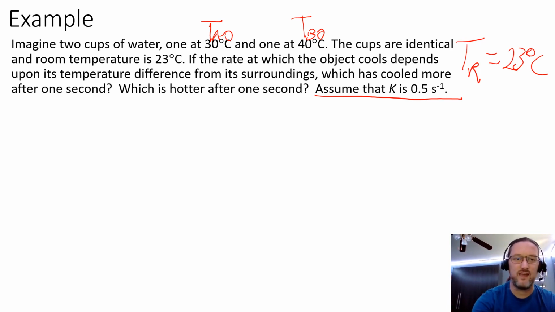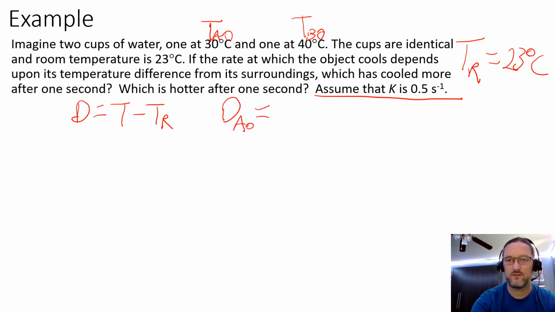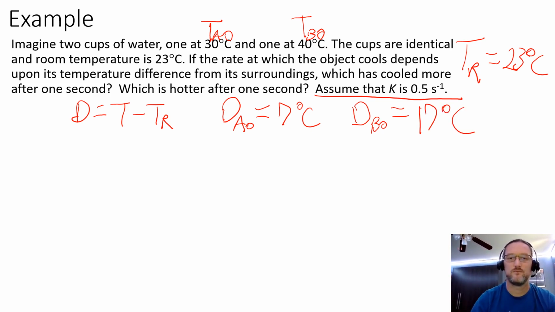This allows us to calculate. Remember, the difference in temperature is the temperature of the thing minus the temperature of the room. We can quickly calculate d A naught, the beginning temperature difference. That's 30 minus 23, that's 7. d B naught, 40 minus 23, 17.